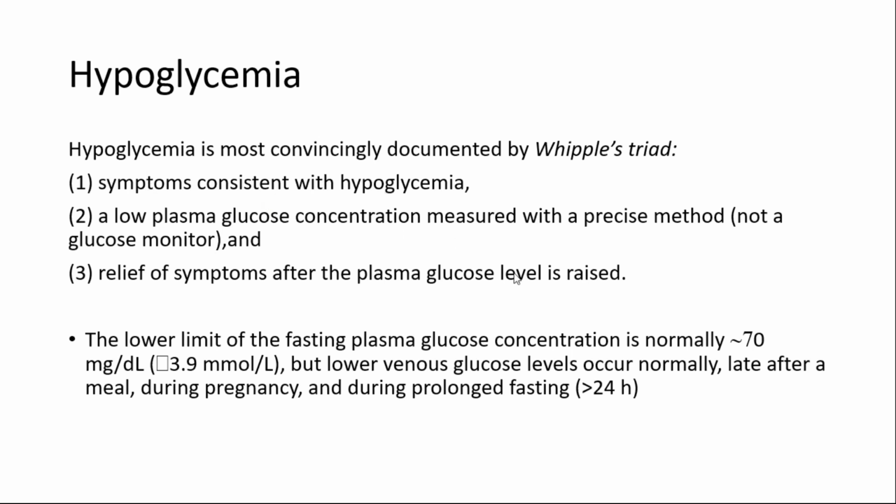Hypoglycemia is documented by Whipple's triad. First, symptoms consistent with hypoglycemia: the patient will have sweating, blackening out, and will be a bit dizzy. Second, a low plasma glucose concentration measured by glucose monitor, usually less than 70. Third, relief of symptoms after the plasma glucose level is raised. This is the Whipple's triad for hypoglycemia. The lower limit is 70 milligram per deciliter.